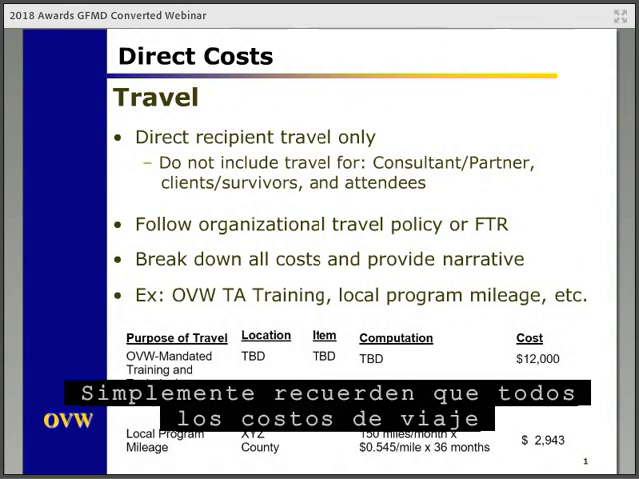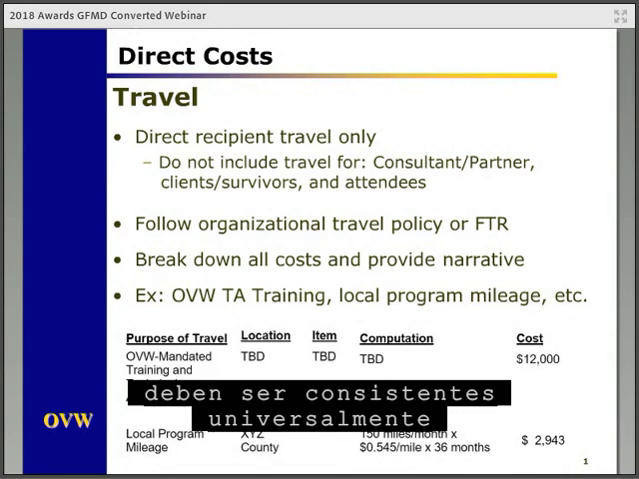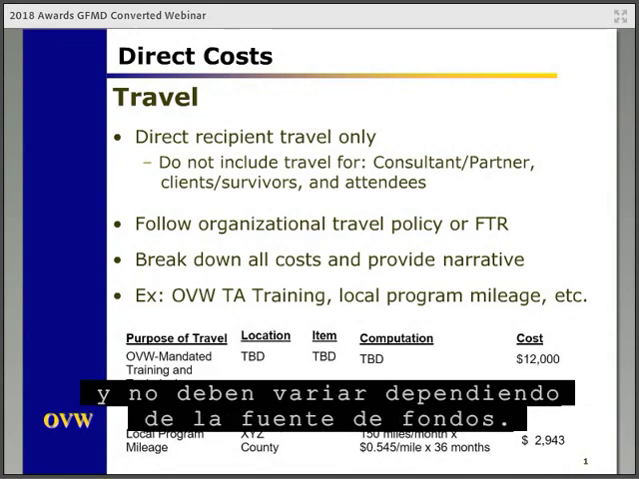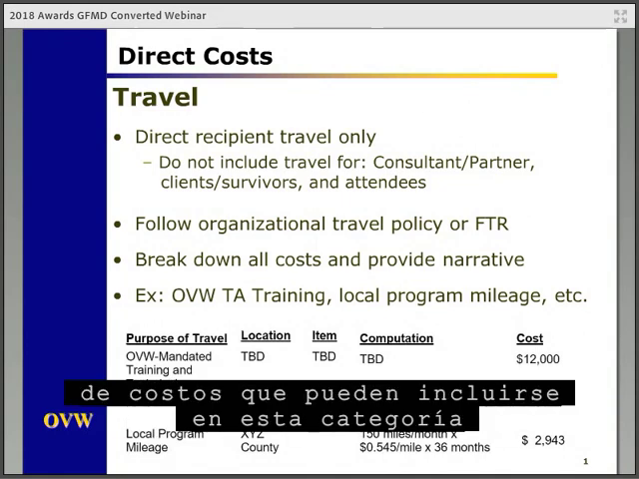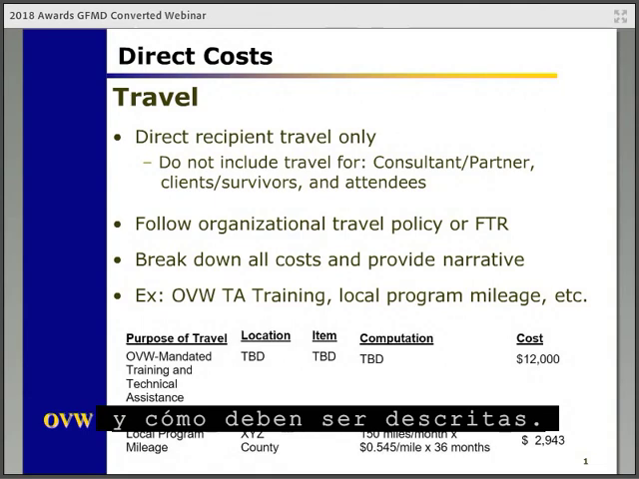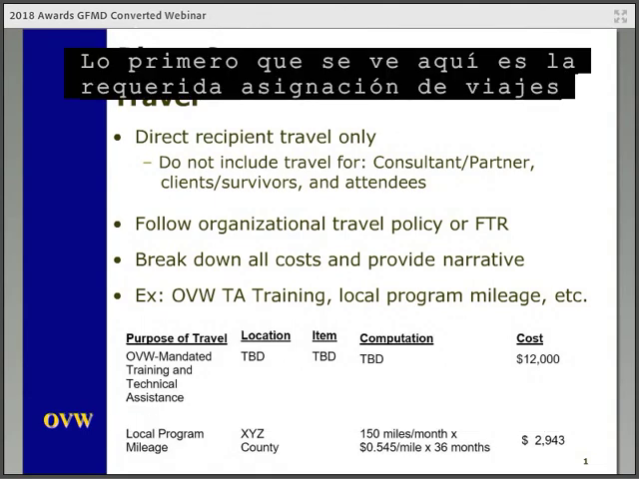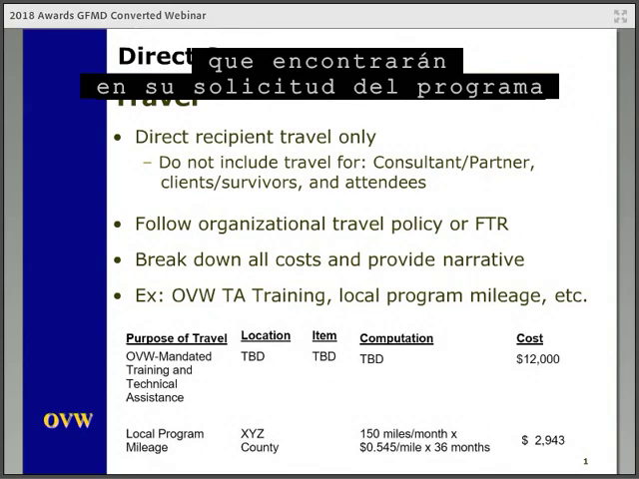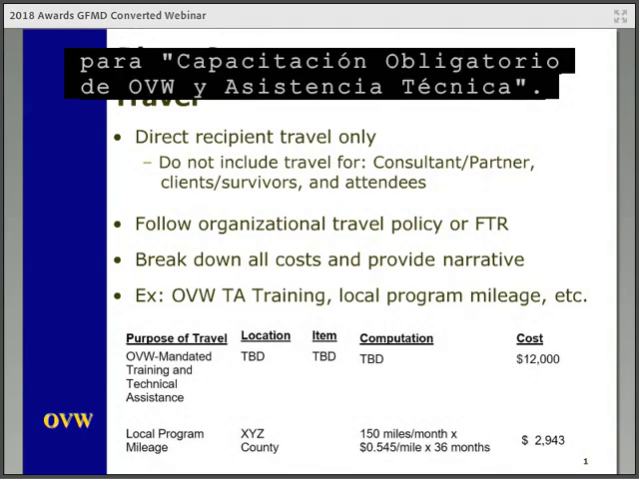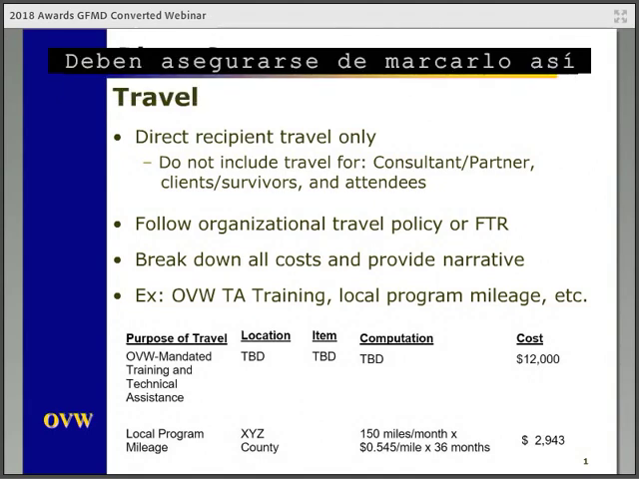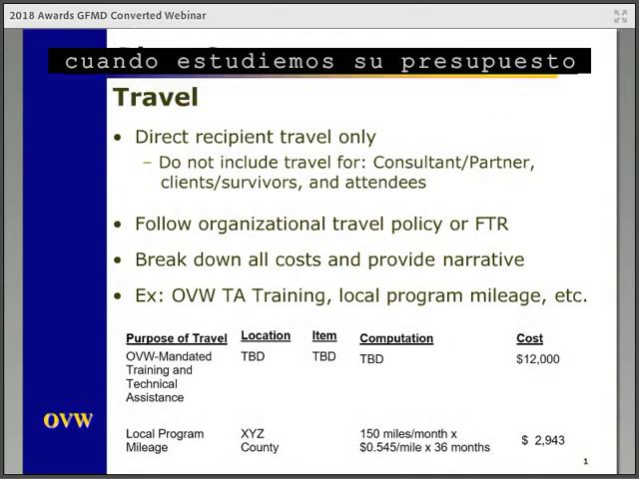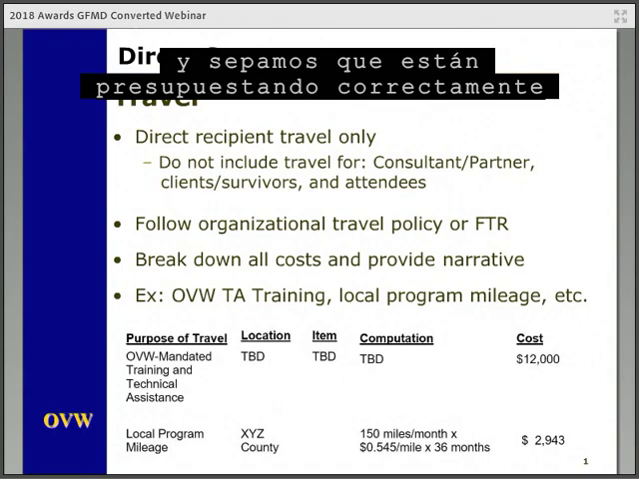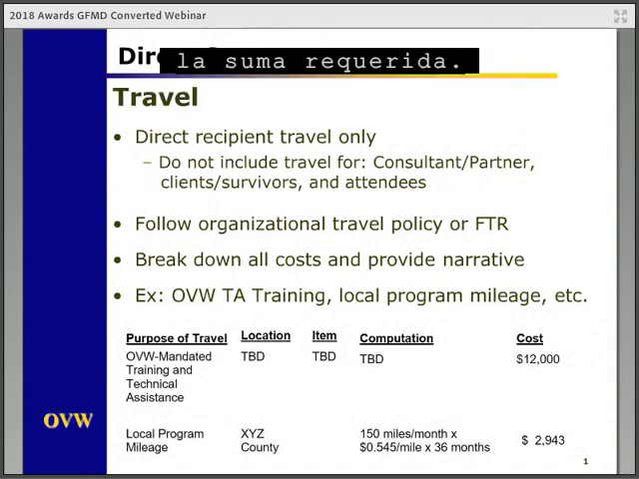Just remember that all travel costs should be consistent across the board and should not vary depending on the funding source. We have some examples of costs that can be included in this category and how they should be broken down. First listed here is the required travel allocation that you will find in your program solicitation for OVW mandated training and technical assistance. You have to make sure that you label it as such so that when we review your budget, we can easily identify it and know that you're correctly budgeting for the required amount.